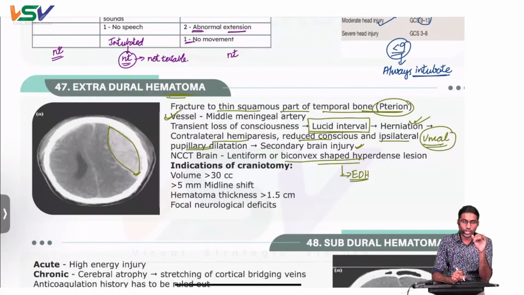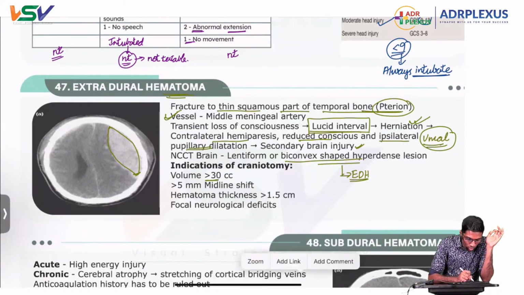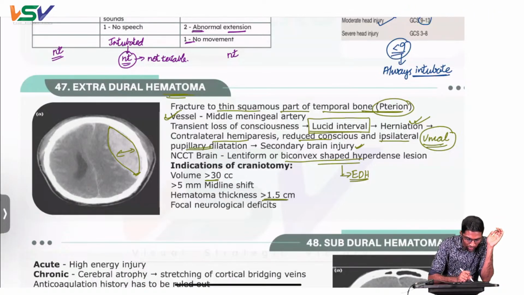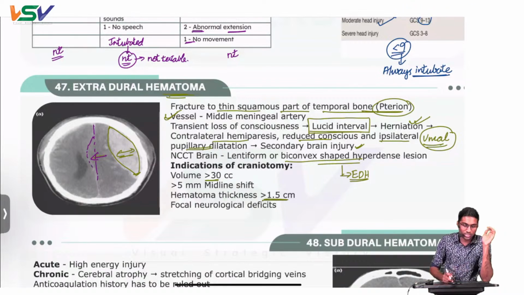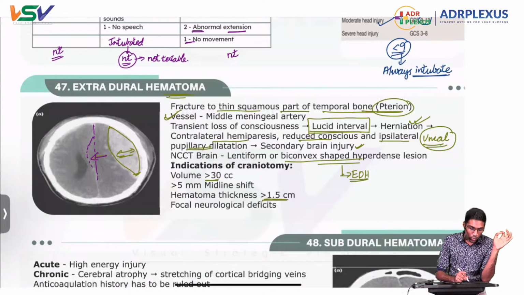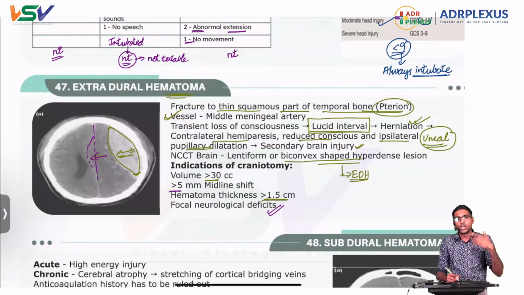So, indications for craniotomy. Not all patients need craniotomy. Craniotomy is done when the volume is more than 30 cc, and the thickness is more than 1.5 centimeters, and there is midline shift. Here you can see the midline shift that is happening. Normally the midline will be present here. Here the midline has been shifted to the other side. That should be more than 5 millimeters. And if the patient is having focal neurological deficits, you should always go for a craniotomy, not conservatively manage them, because you again augment the secondary brain injury and the patient will deteriorate.